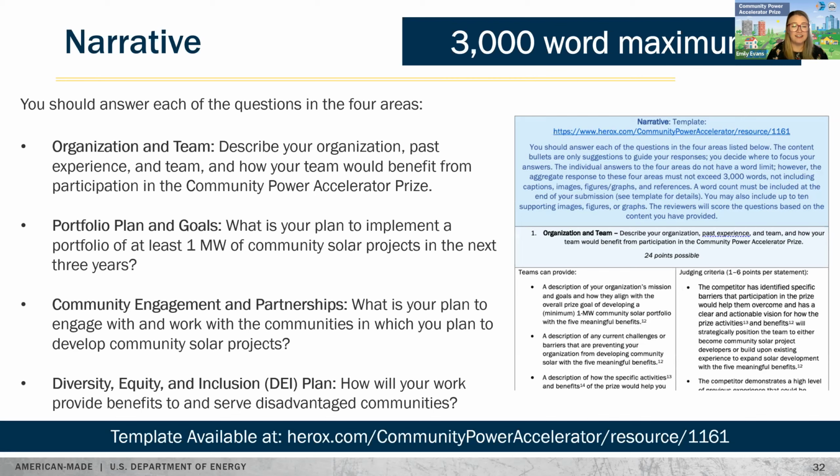And then finally, and this really underscores the entire prize, diversity, equity, and inclusion plan. How is your work and your portfolio going to provide benefits and serve disadvantaged communities? You will have, for your narrative, 3,000 words to answer all 4 areas, which is approximately about 6 pages of text. In the rules document, you'll be able to find additional detail on the narrative starting on page 16.